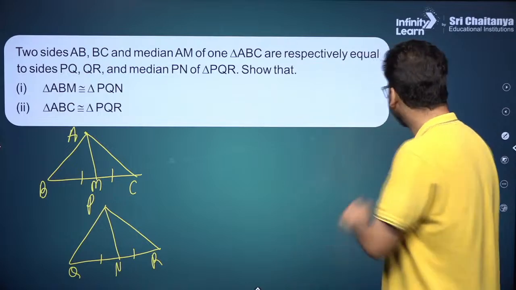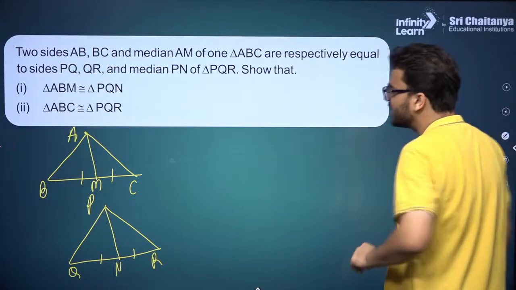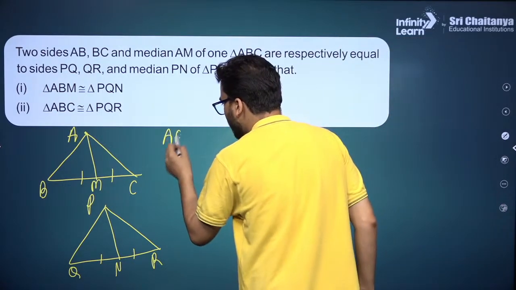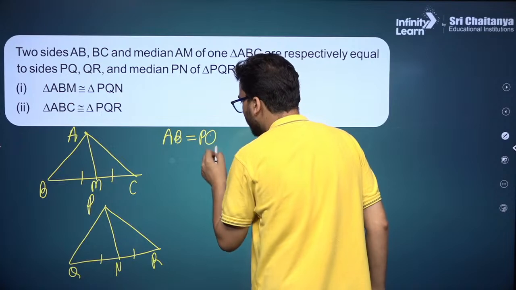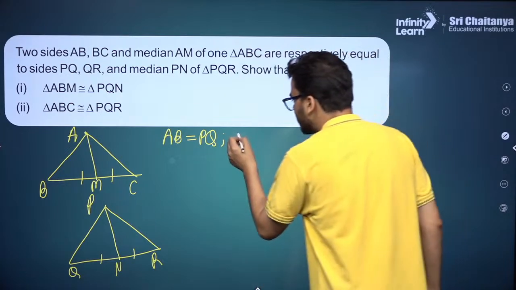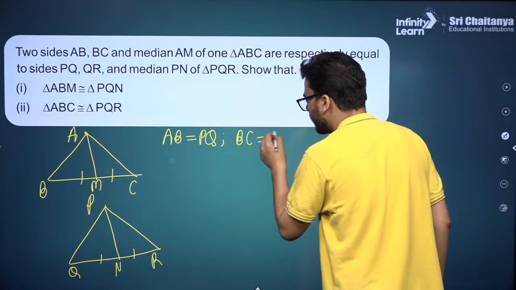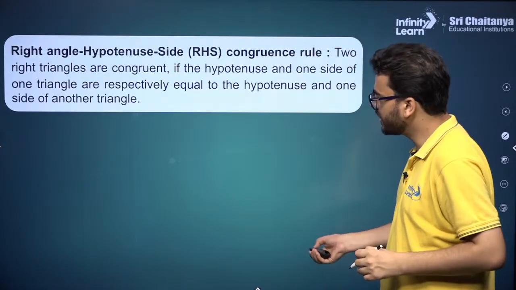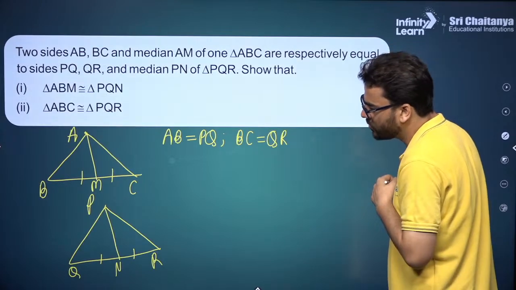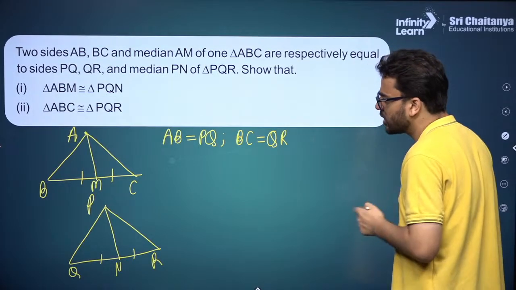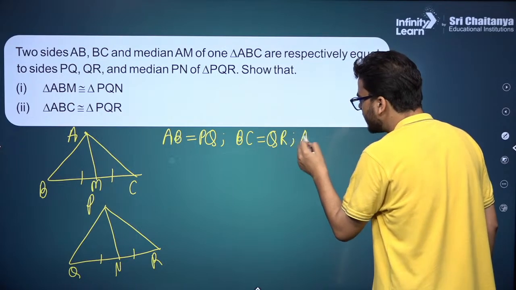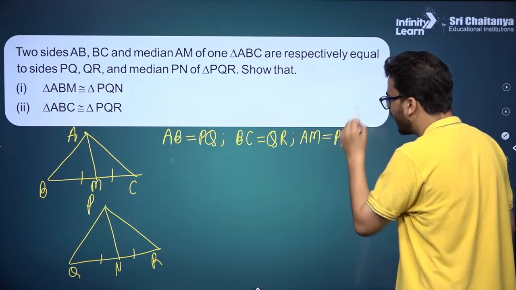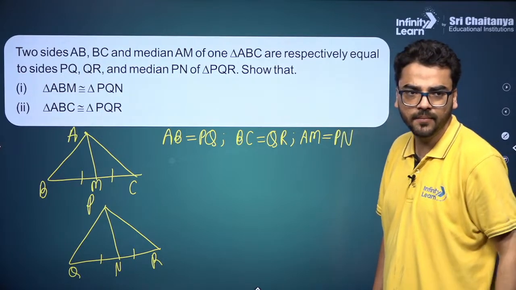Now basically what is given in this question? You see, this is given that AB is equal to PQ, correct? AB is equal to PQ, that is given over here. BC is equal to QR is also given. Okay. BC is equal to QR is given. And it is also given over here that AM is equal to PN. I hope this is clear up till here, right?